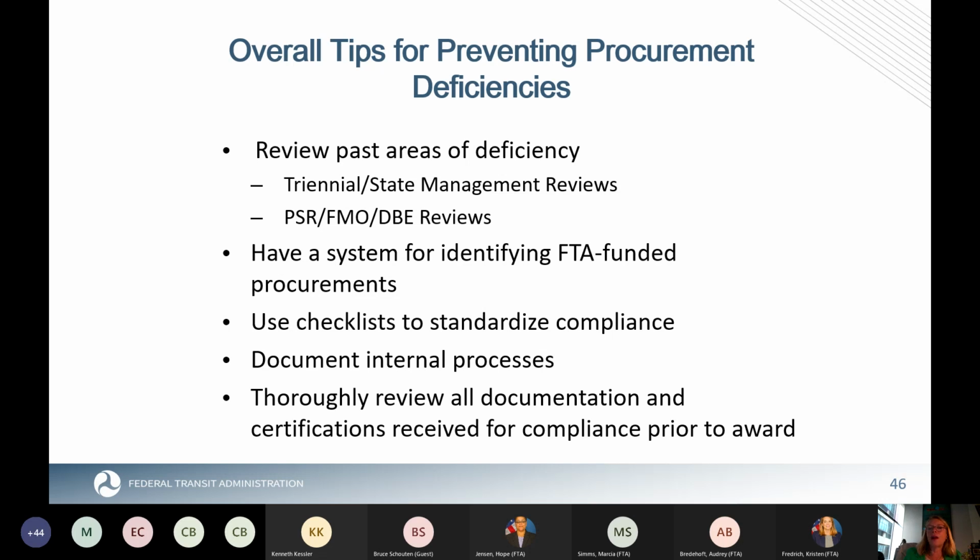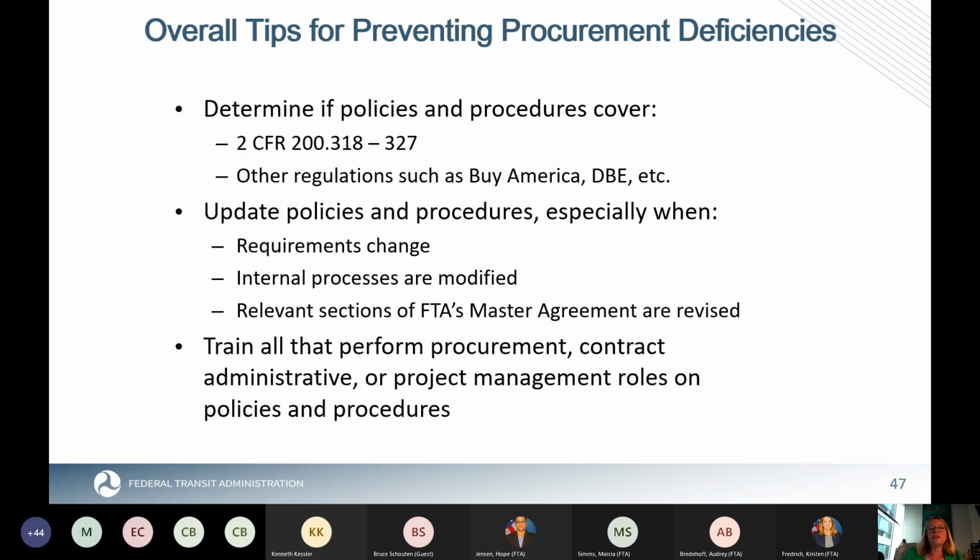Document your internal processes. Make sure that you have a way, if you've changed a process, and many of you have gone to an electronic process, that you've updated your processes to be in line with what you're currently practicing. Make sure you thoroughly review everything you get in from the vendors, and especially certifications, to make sure that they are certifying appropriately. There are some tips also for policies and procedures.